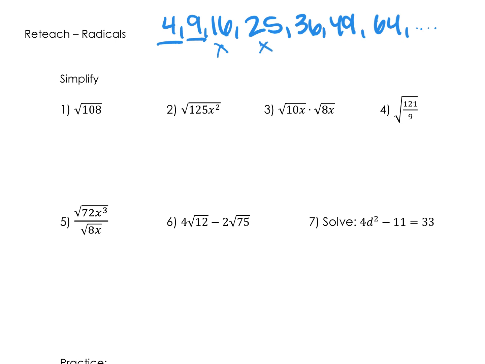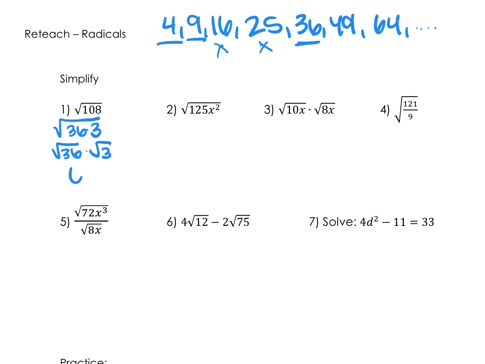You might be thinking we're done, but let's try a couple more just to see. 108 divided by 36 is 3. So 36 is definitely the biggest perfect square that divides 108, because 3 is a small number. So we're going to split 108 up into 36 times 3. We can split that radical up into square root of 36 times the square root of 3.